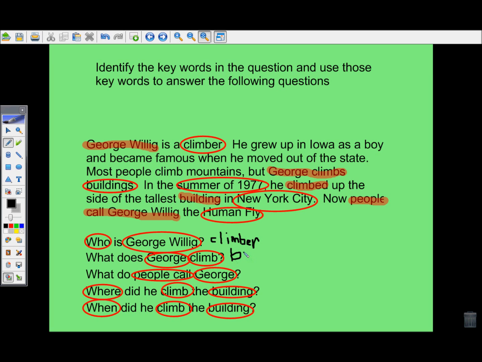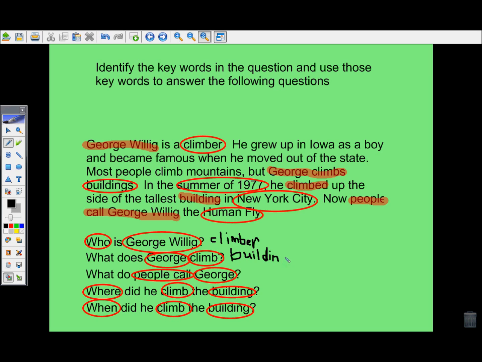Can you explain why mountains would be the wrong answer? You said it was because George doesn't climb mountains. Most people climb mountains, but George climbs buildings.